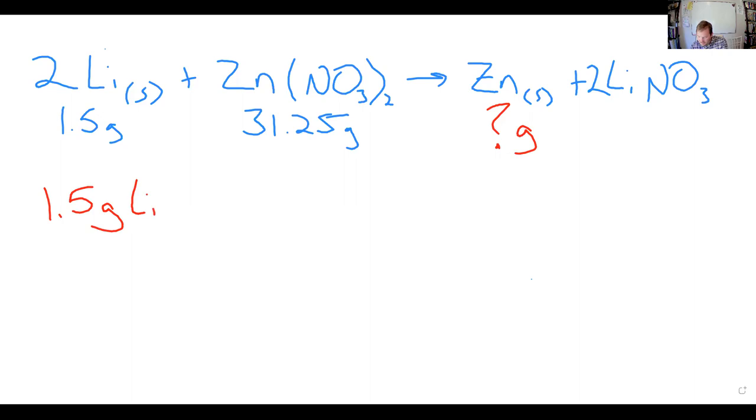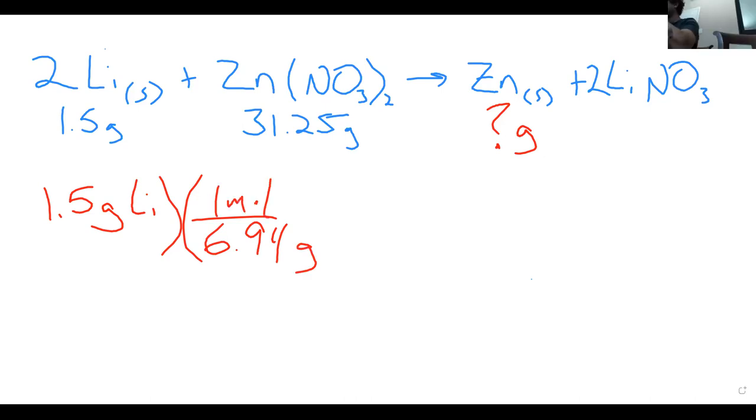So 1.5 grams of lithium, and lithium has an atomic mass of 7 point something. What is it? 6.94. Thank you. Zoom is really picky about what it lets you minimize when you're recording things, so I can't get to my desktop to see my periodic table.